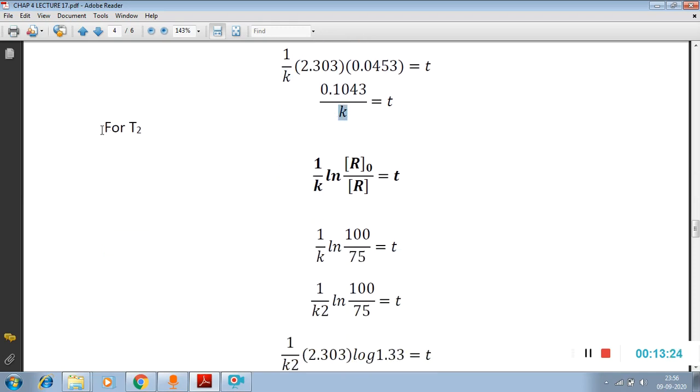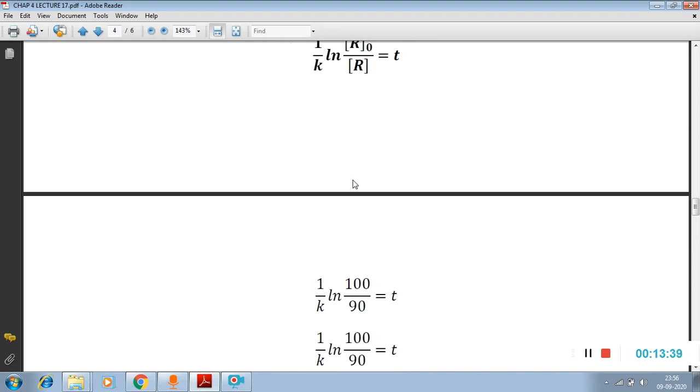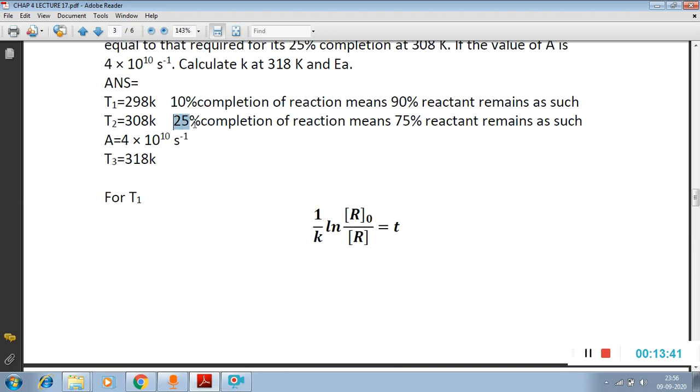Now similarly for the second temperature, apply the differential rate equation. Here the R value is different. You can see 25% reaction completion was there, so 75% of the reactant remains as such, so instead of R we are going to put 75 there.